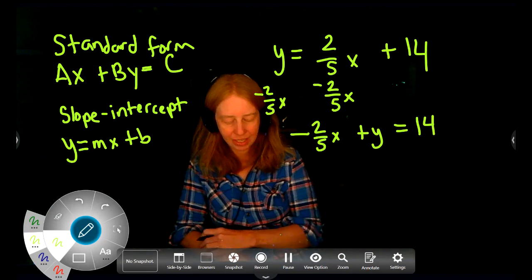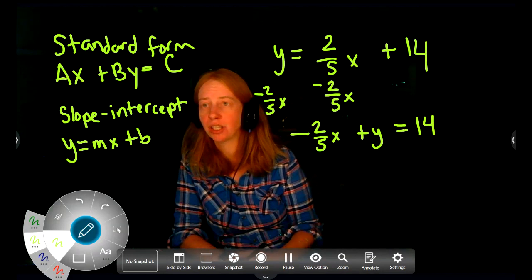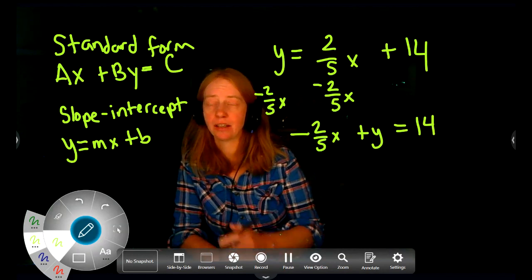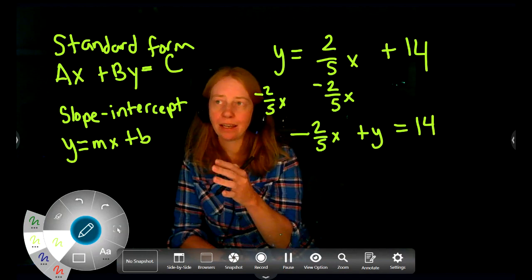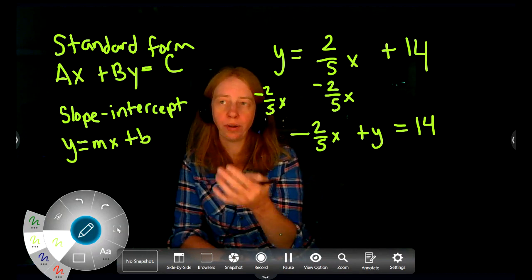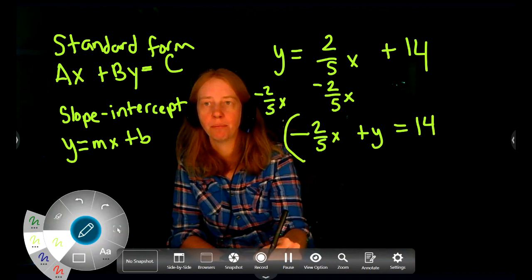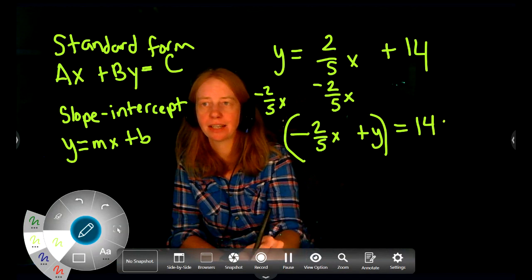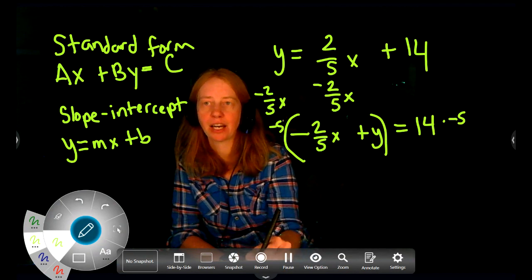Okay. Now, the next thing I need to do is get rid of this fraction. I also want to get rid of the negative, because one special thing about standard form is that a needs to be a positive whole number. So I'm going to multiply both sides times -5. That's going to get rid of this fraction for me. So I have -5 times negative 2/5 x, so I end up with just 2x.